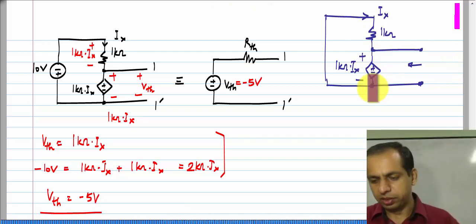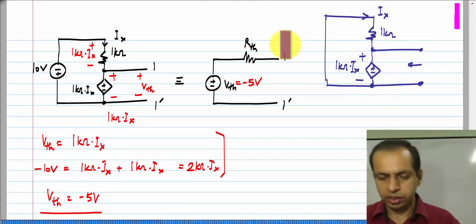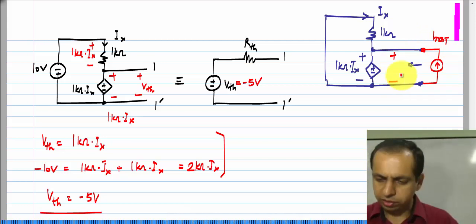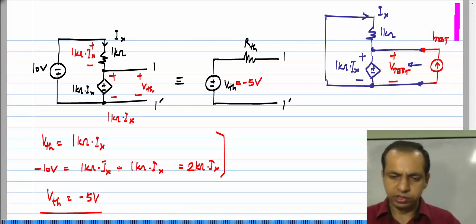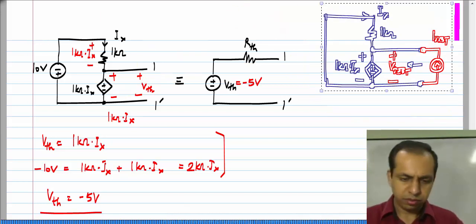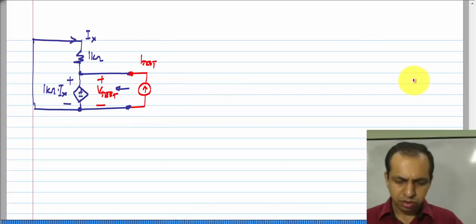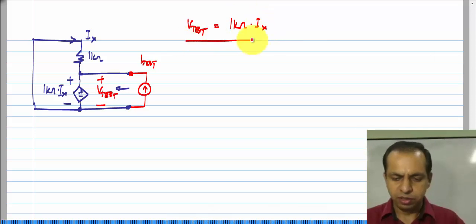Now, because I have a current controlled voltage source over here, let me apply a test current I test and see what voltage is developed across this. Okay. Now, I know that this V test equals 1 kilo ohm times I x. I do not yet know what I x is. Okay.